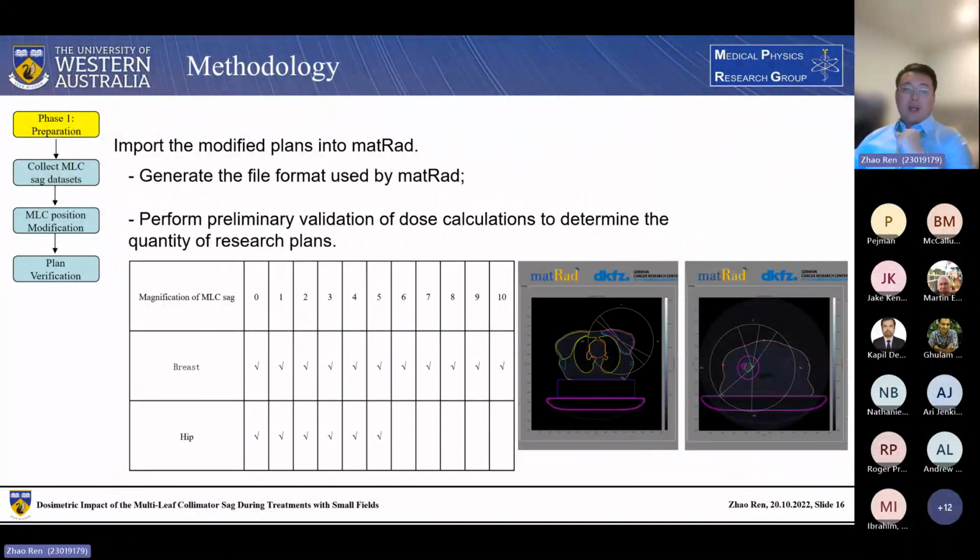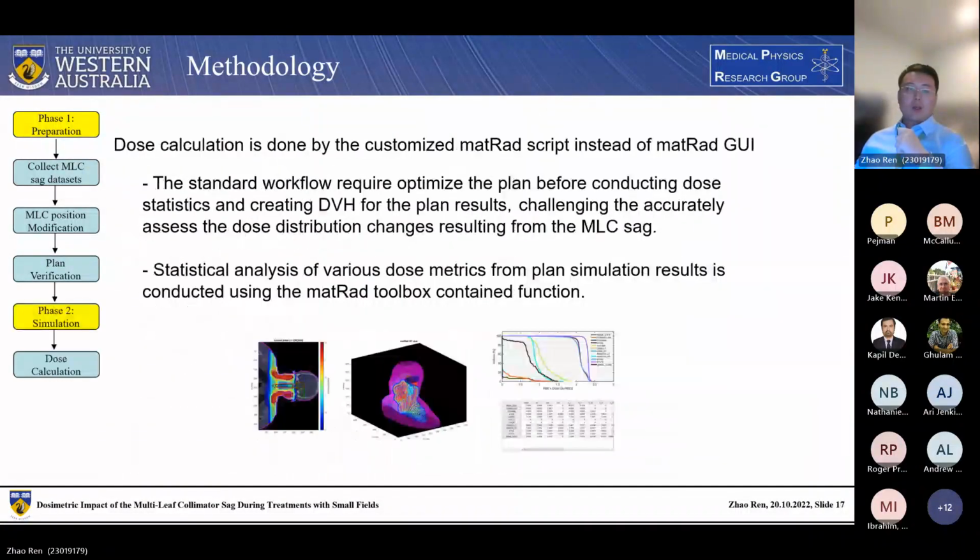The third part is plan verification. In this part, I import the modified plans into MatRad software, and it generates the file format used by MatRad. It also performs a preliminary validation of those calculations to determine the quantities of research plans. Based on that, as you can see below, we chose 2 different plans: the large field breast plan and the small field hip plan.